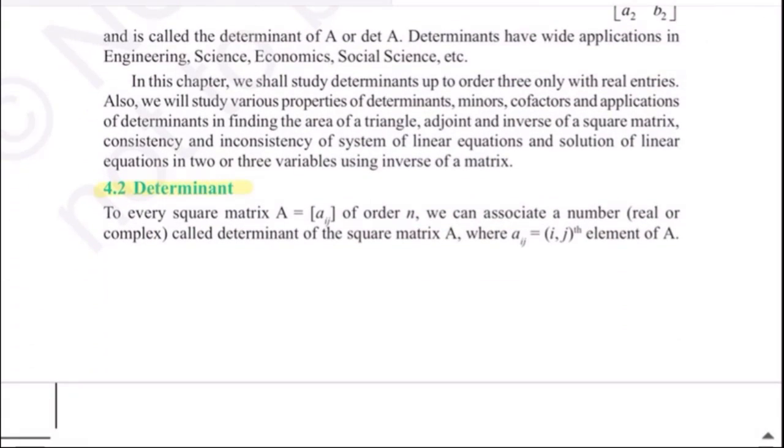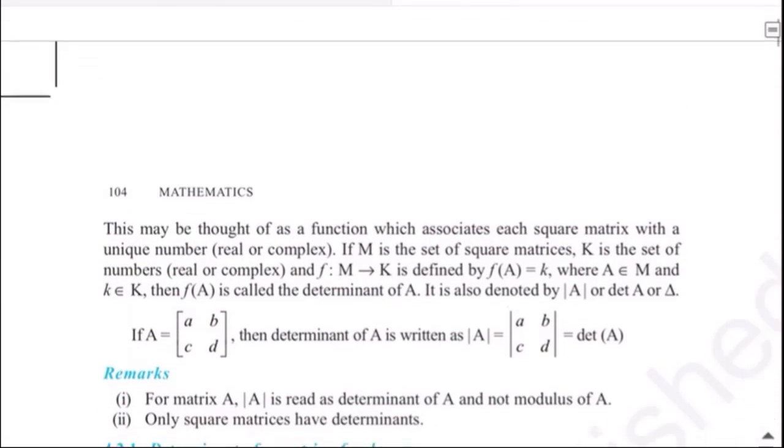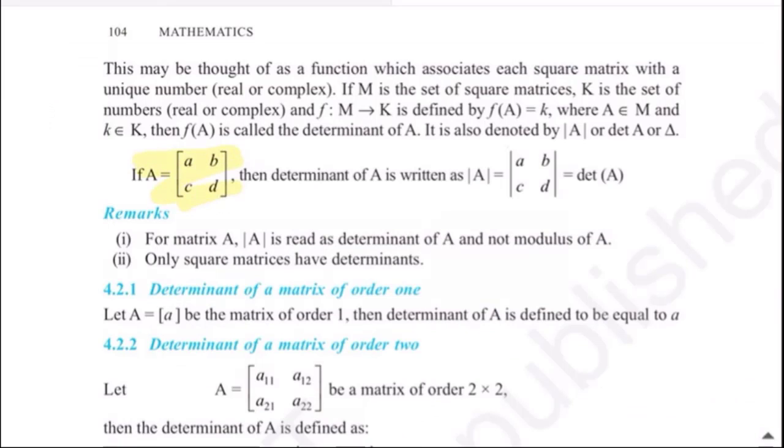So what is a determinant? To every square matrix Aij of order n, we associate a number, real or complex, called the determinant of square matrix A, where Aij is the ith element of matrix A. If A is any matrix, then the determinant of A is written as |A| and also written as det A. For matrix A, this is read as determinant of A, not modulus of A. So this is the important thing. And the second important thing is that only square matrices have determinants.